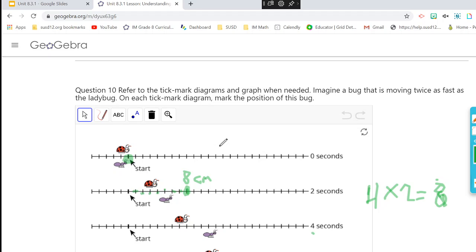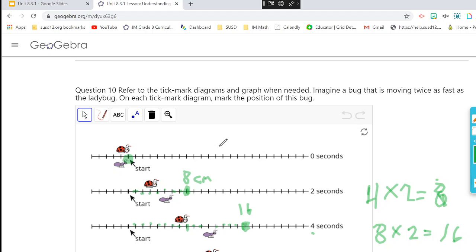At the time equal to 4 seconds, ladybug has traveled 1, 2, 3, 4, 5, 6, 7, 8 centimeters. So green bug has traveled 8 times 2, 16 centimeters. Let's label that. 8, 9, 10, 11, 12, 13, 14, 15, 16 is right here. I'll mark that, 16 centimeters.